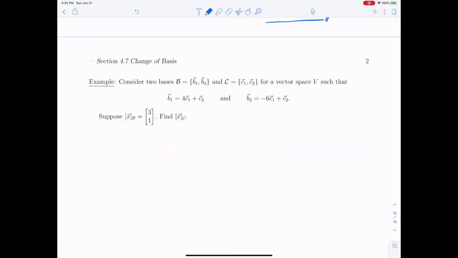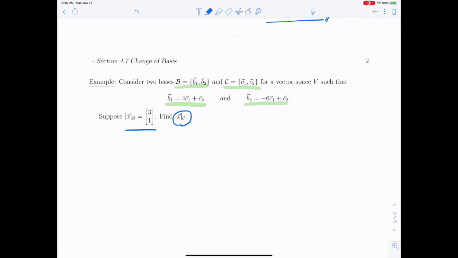So we're going to generalize that to two different bases. Let B be the set {b1, b2} and C be the set {c1, c2}, such that these two sets are bases for the vector space V, where b1 is given by this and b2 is given by that. And suppose that the B-coordinate vector of x is given by (3, 1). In that case, we're going to find the C-coordinate of x.